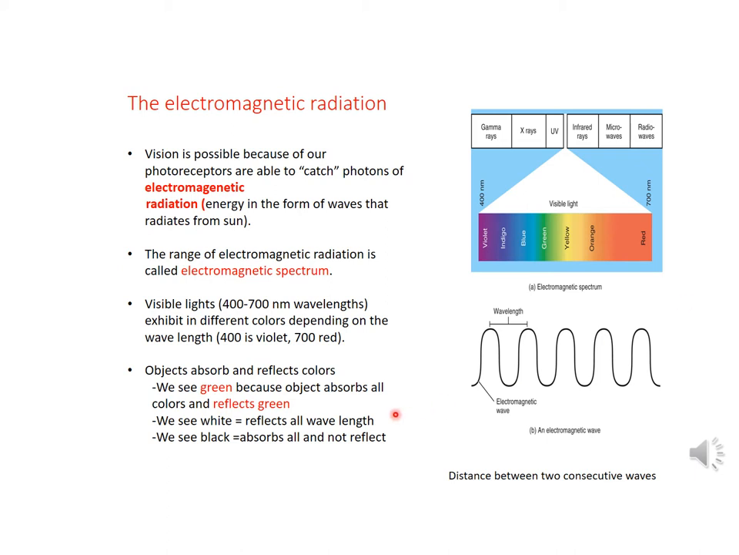How can we detect green? We see green because objects absorb all the colors and reflect green. We see white because it reflects all the wavelengths. And when all the wavelengths are reflected, they go to the photoreceptor and stimulate it by the same degree. How can we see black? Because it absorbs all the light and does not reflect anything.